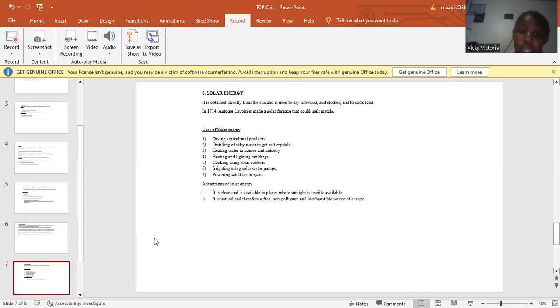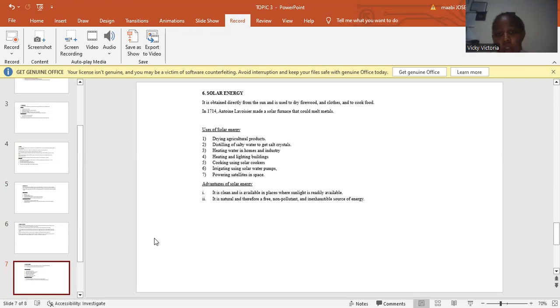We look at solar energy. It is obtained directly from the sun to dry wood, clothes, and to cook. In 1741, Antoine Lavoisier made a solar furnace that could melt metals.